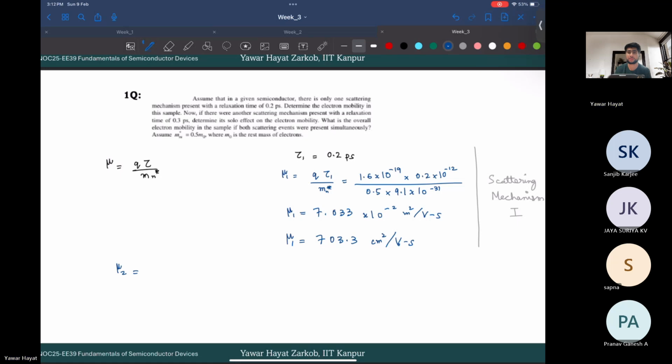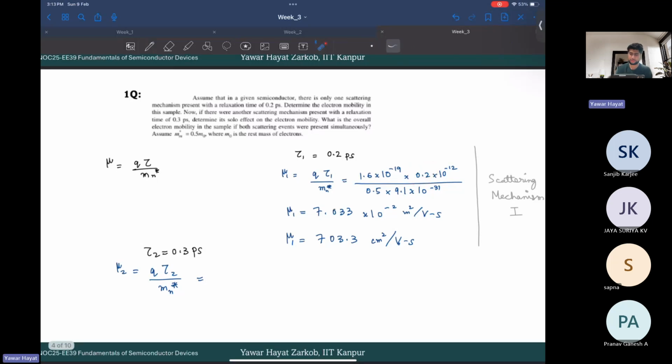Your mu2 would be simple, right? q tau 2 by mn star. What is your relaxation time for the second scattering event? It's 0.3 picoseconds, right? So your tau 2 is 0.3 picoseconds. Can someone quickly compute what is the numerical value of mu2? Just replace this by 0.3. That's it.